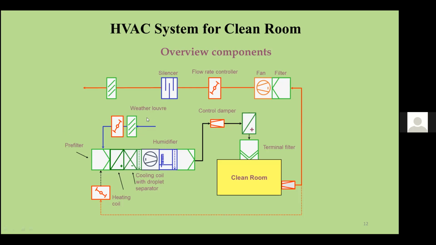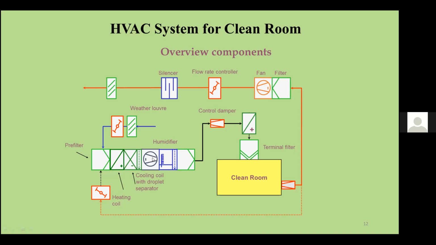And the purifier purifies the outside air, and then it passes to the heating coil, which heats the air, and some particles are blocked here by heating. After that, some particles pass into the cooling coil, which also blocks some particles. Then it passes into the humidifiers.